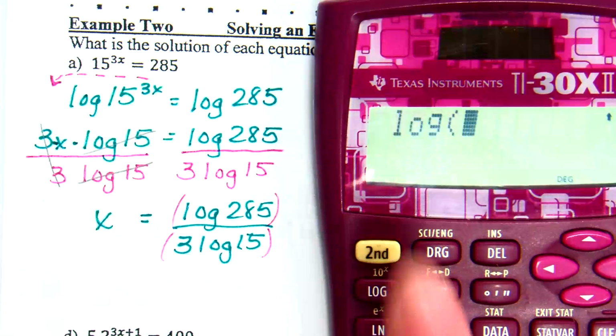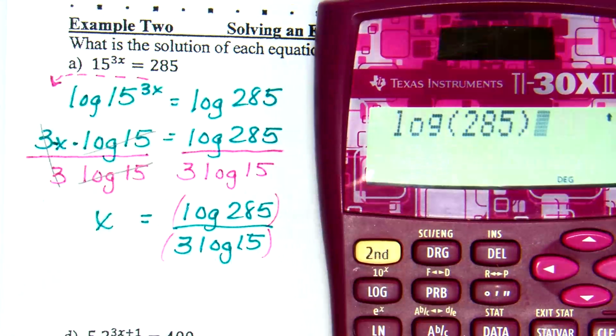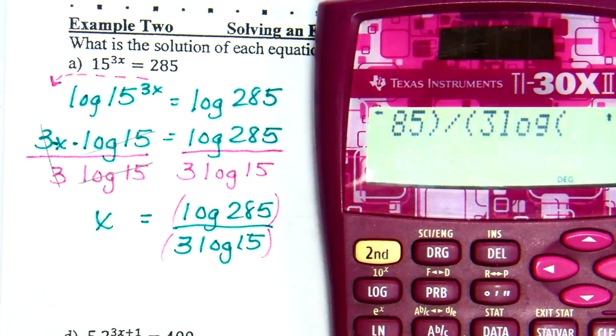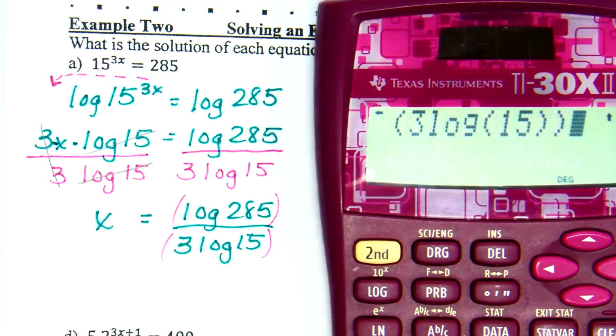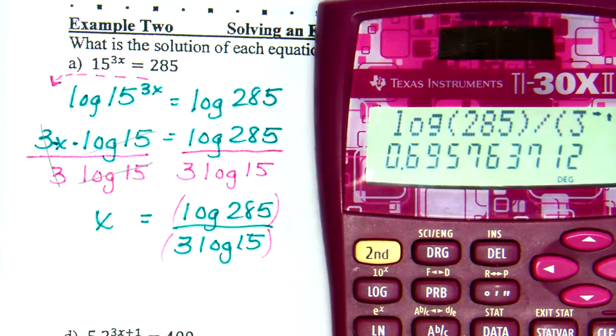I'm going to do log of 285, into that parenthesis on my calculator. Then I'm going to do divided by. Now, because I have more than one quantity in the denominator, I'm going to start a set of parentheses. And then I'm going to type 3 log 15, officially into the parentheses. I will tell you, if you don't end parentheses at the very end of a problem, it's usually not a big deal. Does your answer match my answer? Yeah. If you're saying no, go back and try things again and see what's going on. If you say yes, then you know how to use the calculator sitting in front of you.